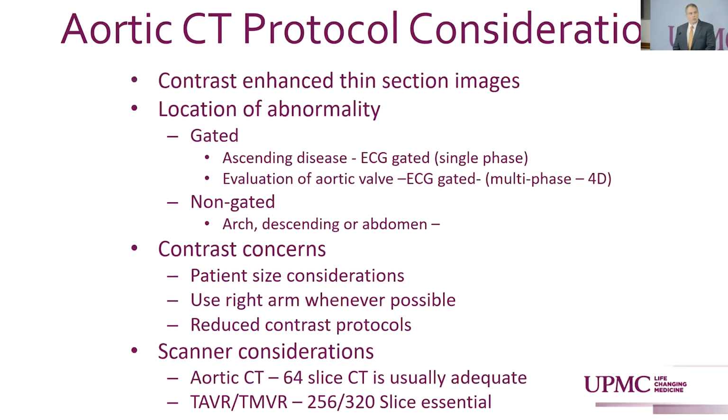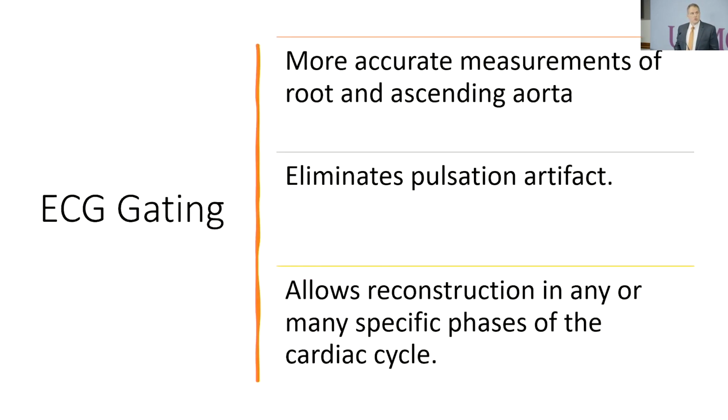And I'll talk a little bit about gating here. Gating is essential for ascending disease, not as essential for disease in the distal arch and descending thoracic aorta, and we'll go through some of the details of that. And then contrast concerns. We still do use some patient-size based parameters to determine contrast dose and rate of enhancement, because really arterial phase enhancement is related to that rate and not the total volume. We use the right side whenever possible to avoid streak artifact and other things in the brachiocephalic area, and we do have reduced contrast protocols, which I'll talk about.